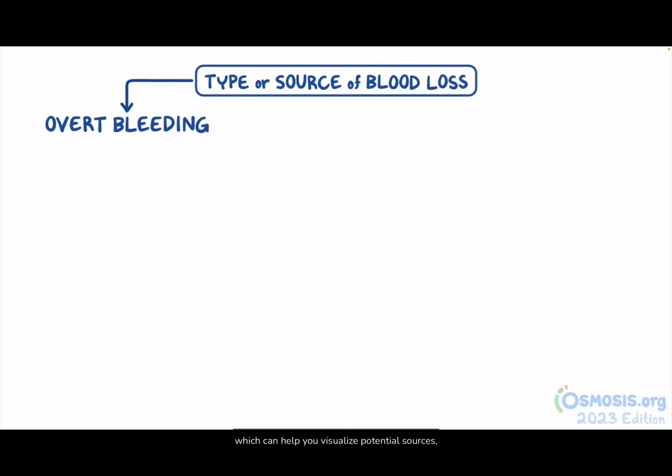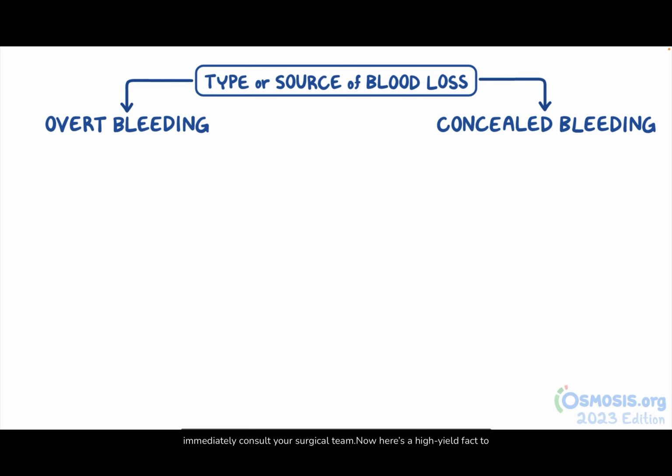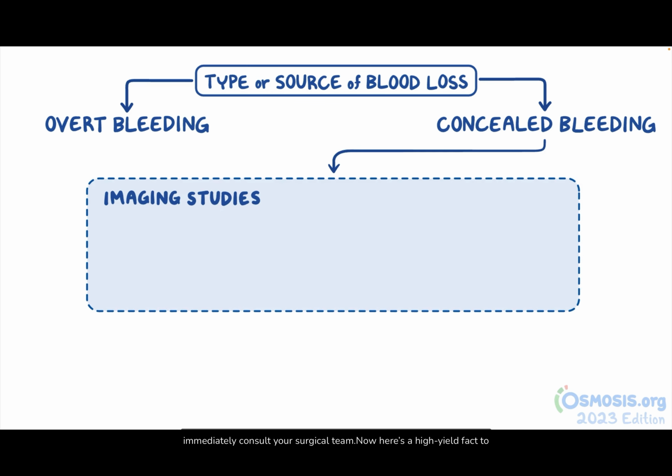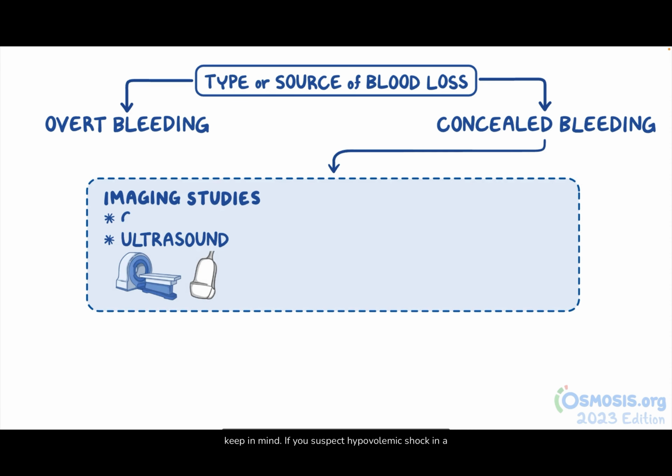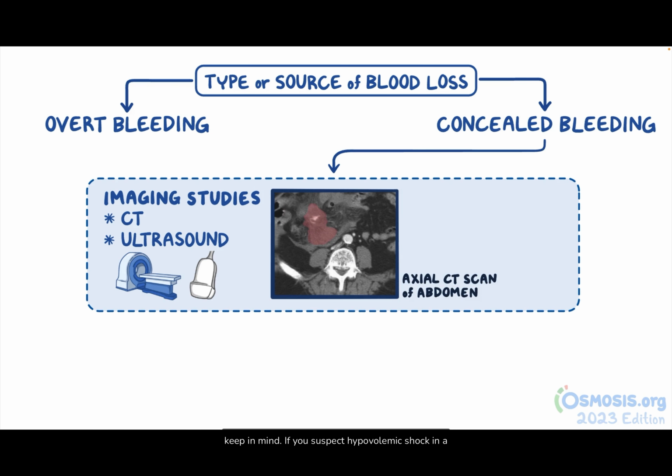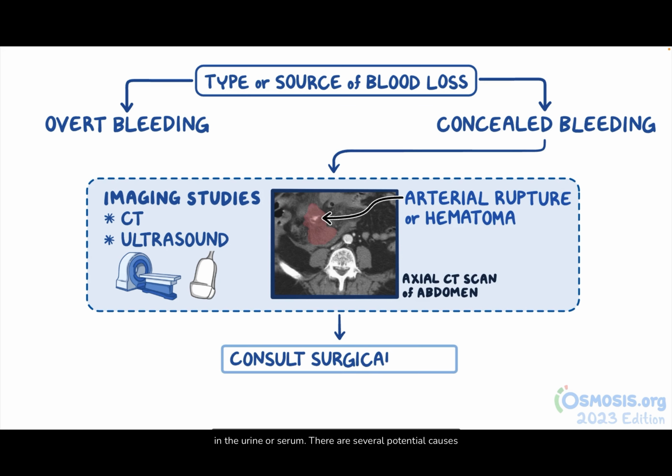Now, let's go back and take a look at individuals that have no visible signs of bleeding. In this case, you should suspect concealed bleeding, which refers to internal bleeding without outward signs. A good place to start is with imaging studies, such as an abdominal ultrasound or CT, which can help you visualize potential sources, such as an arterial rupture or hematoma. If you identify any type of concealed bleeding, immediately consult your surgical team.